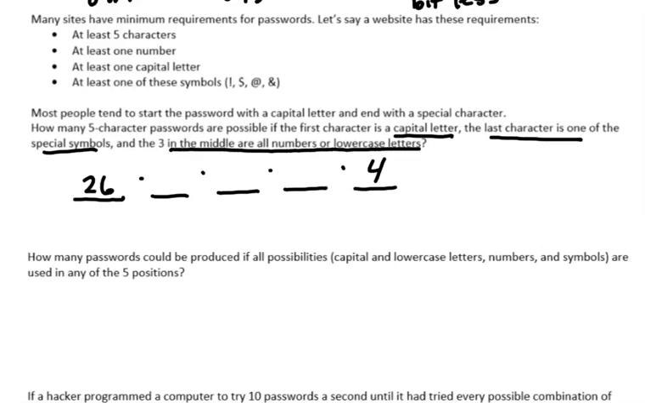Well, there are 10 numbers plus 26 lowercase letters, so 36 possible symbols I could use for the 3 middle characters. So if I multiply all these together, using the criteria that I just said, if this is the way I decided to make my password, that would be the possible number of passwords.